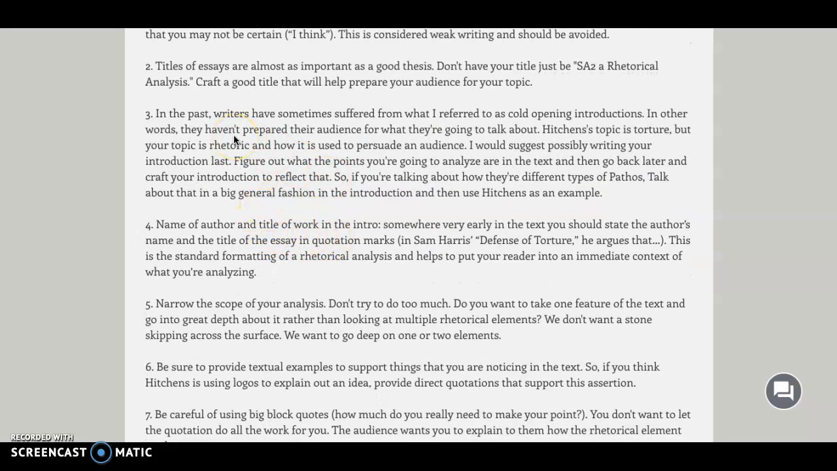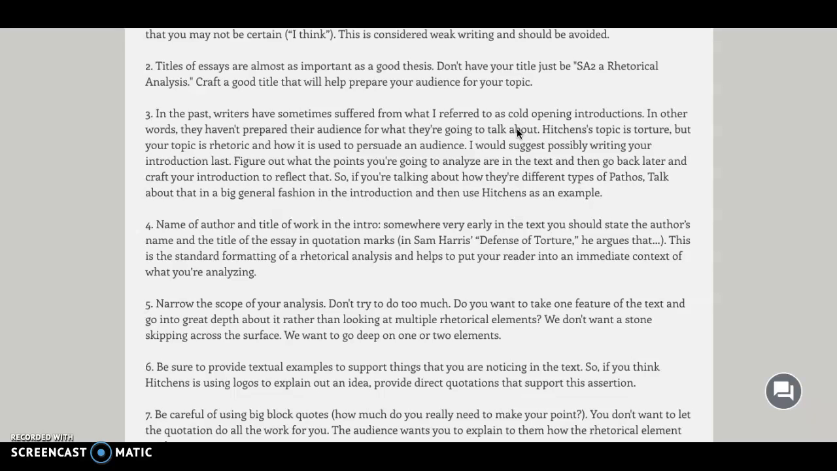This will be true for almost every essay we're going to write this quarter: an introduction. A lot of times what I refer to is a cold start introduction or cold opening, where you literally dive in and the first sentence is, a rhetorical analysis of Christopher Hitchens' essay shows that blah, blah, blah. You want to prepare your audience.